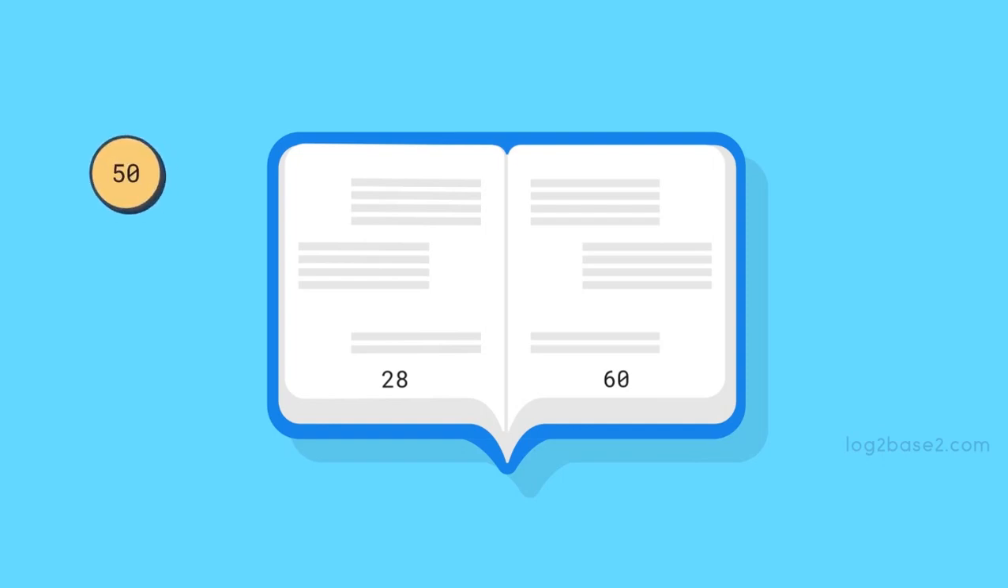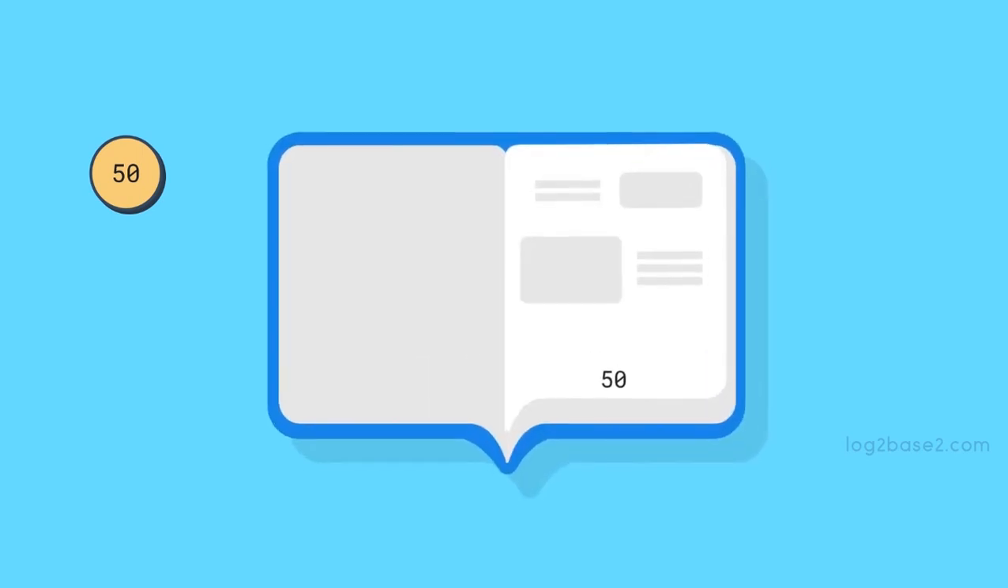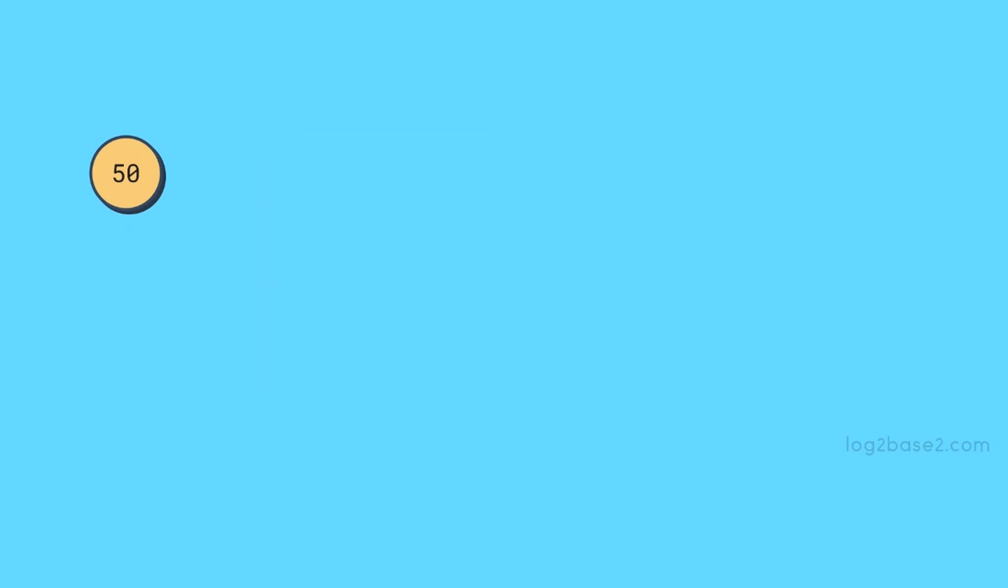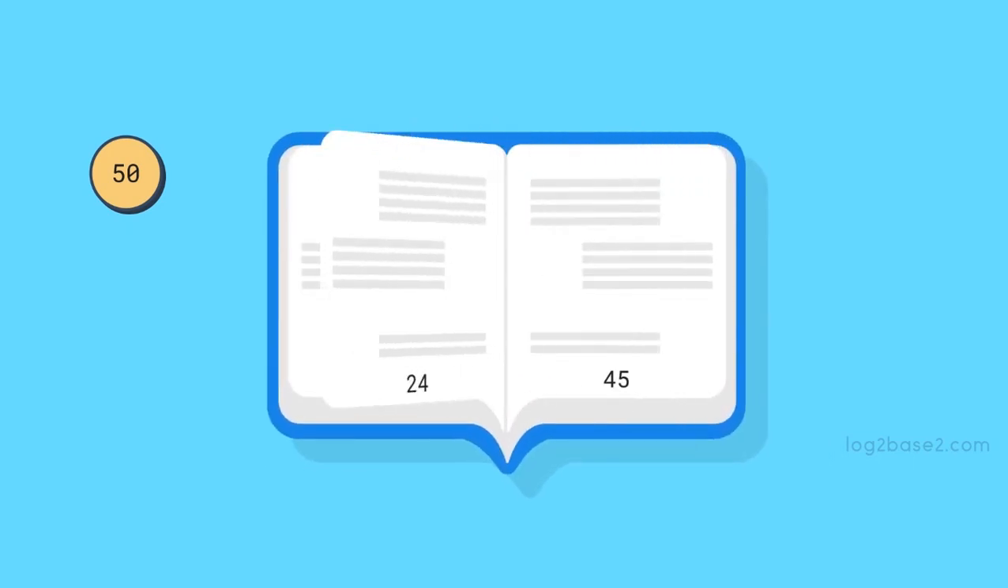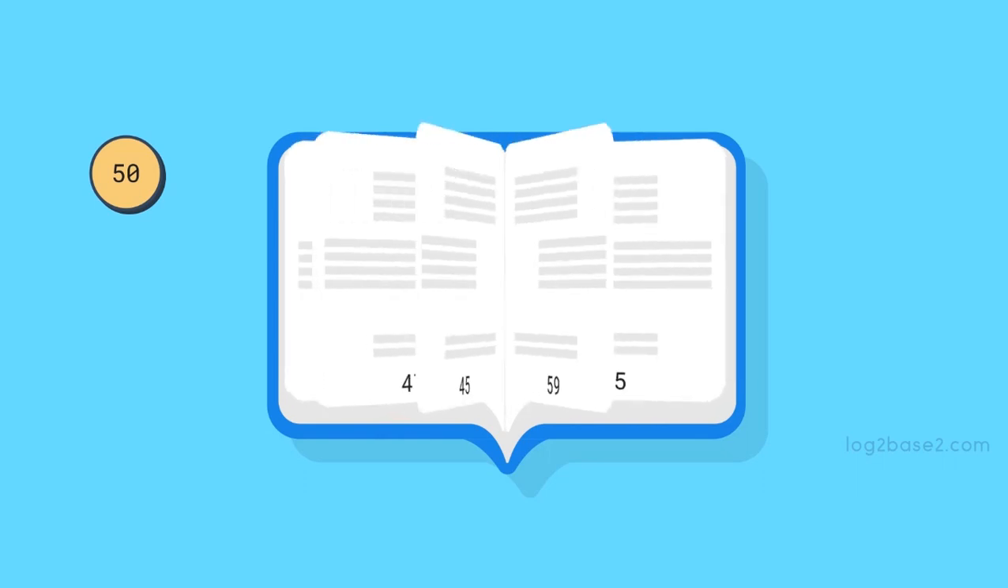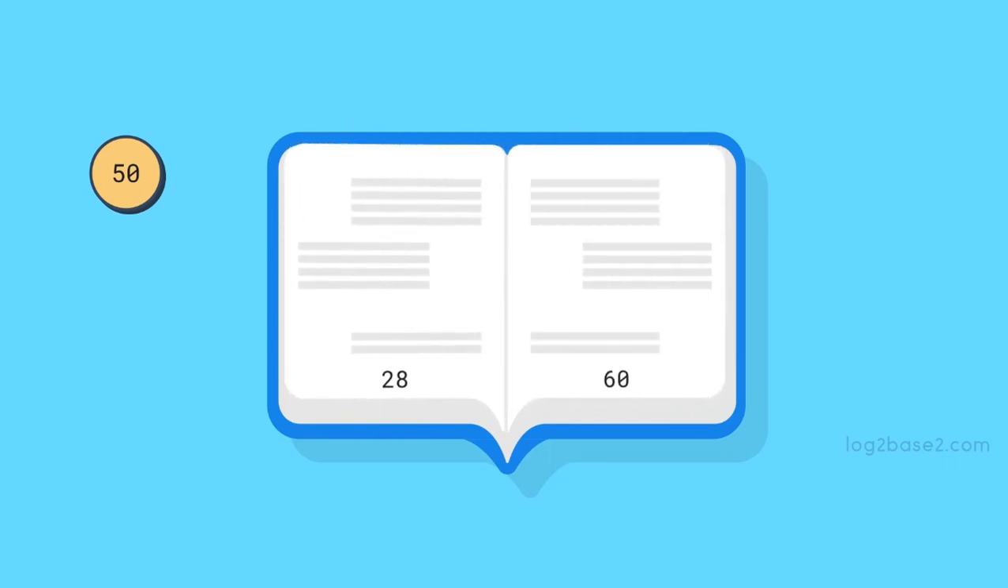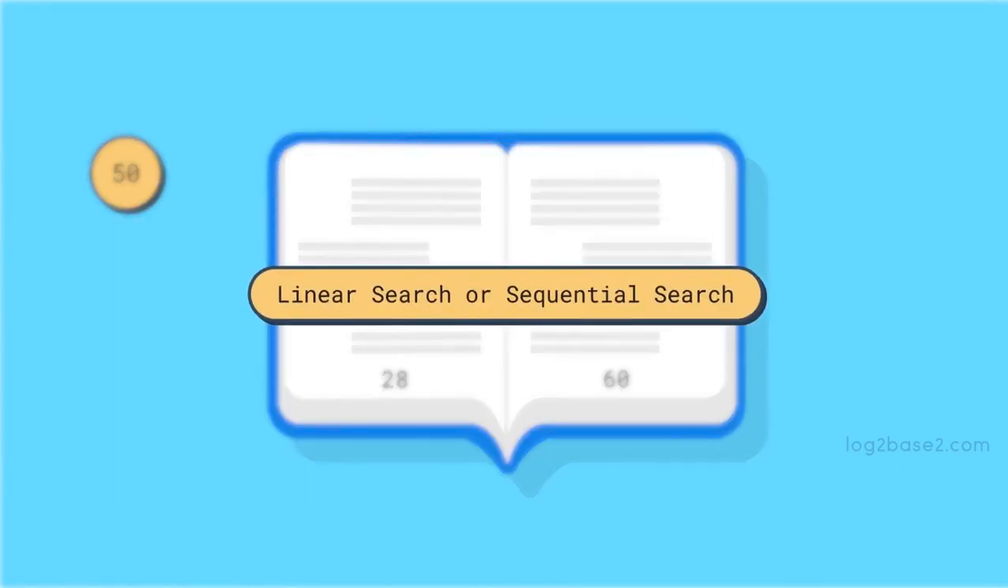What will you do? Since the page numbers are unordered, we don't have any choice other than searching it page by page. For example, take the first page. If it is page number 50, we are done. But if it is not, then we have to go to the next page and do the same process until we find the page number 50. And if we run out of pages, we can conclude that the page number 50 is not in the book. So this is exactly what is linear search or sequential search.